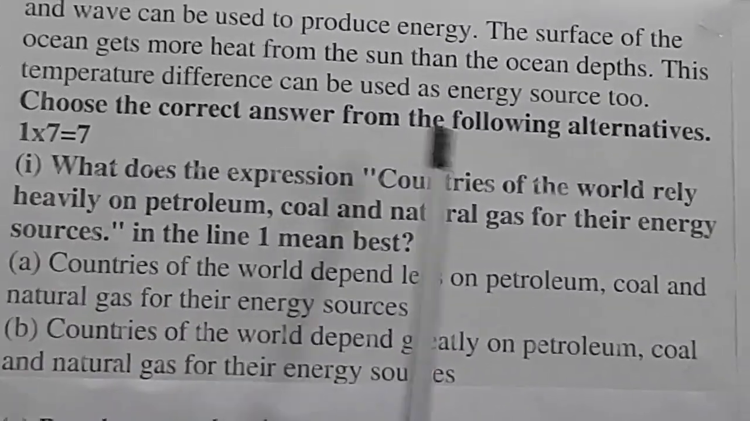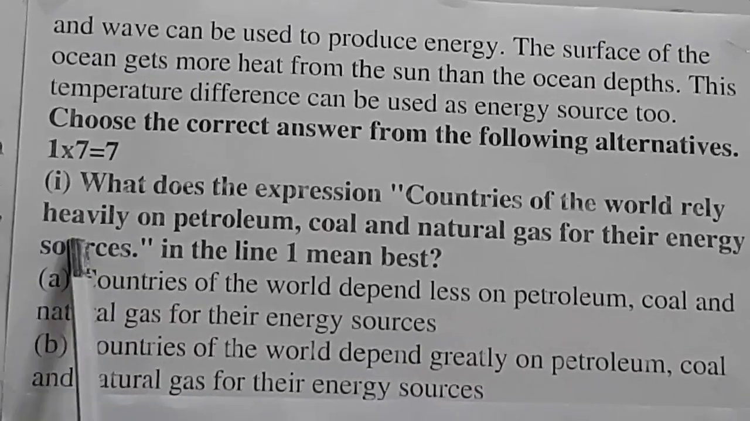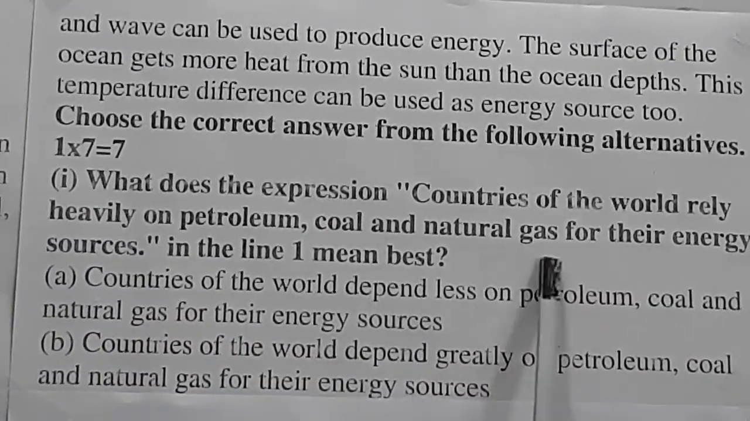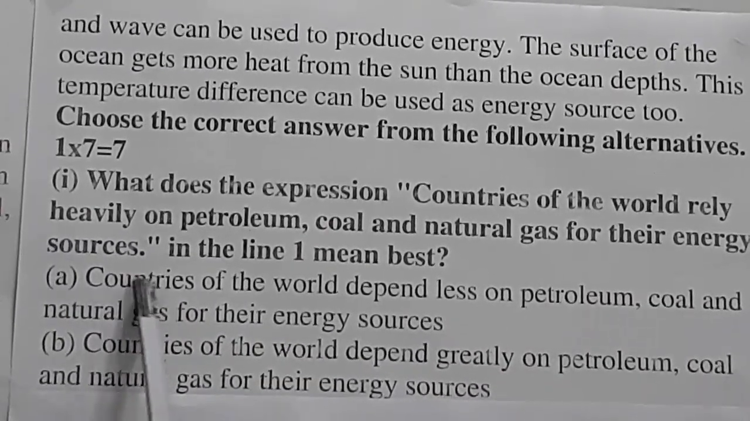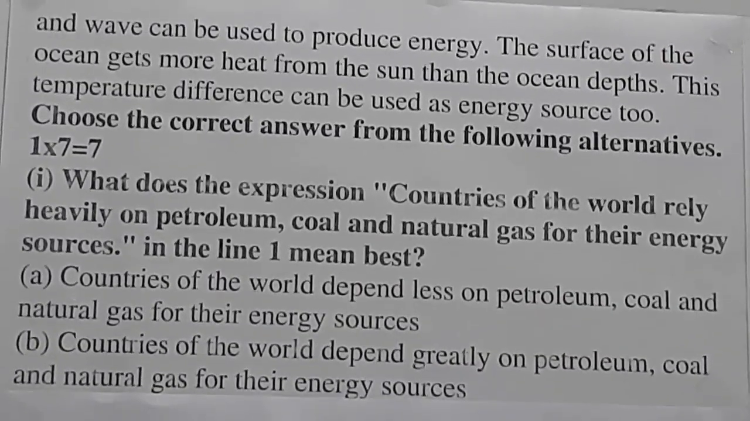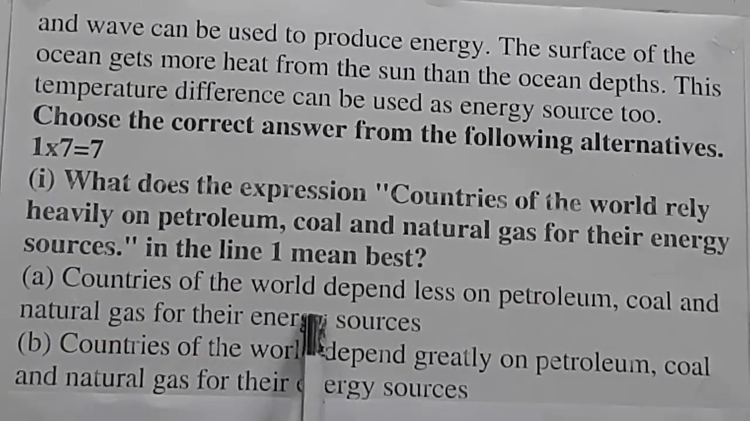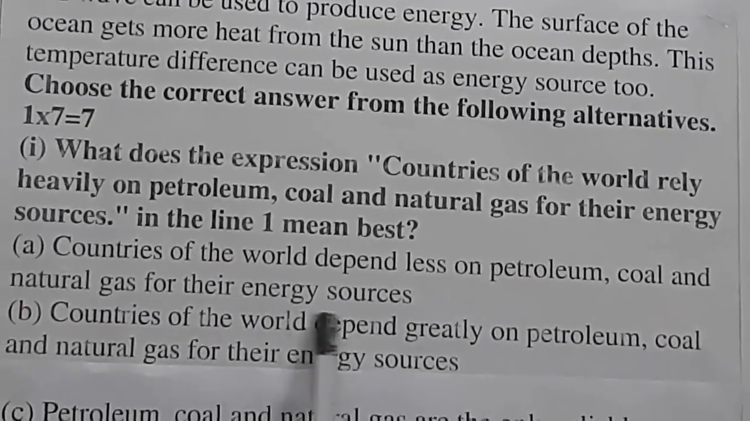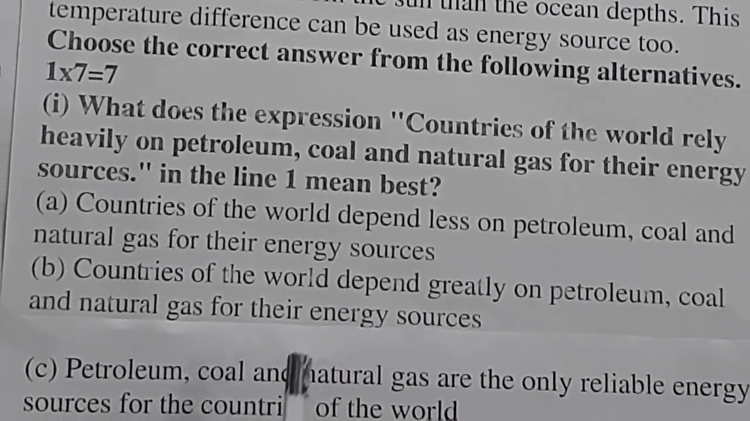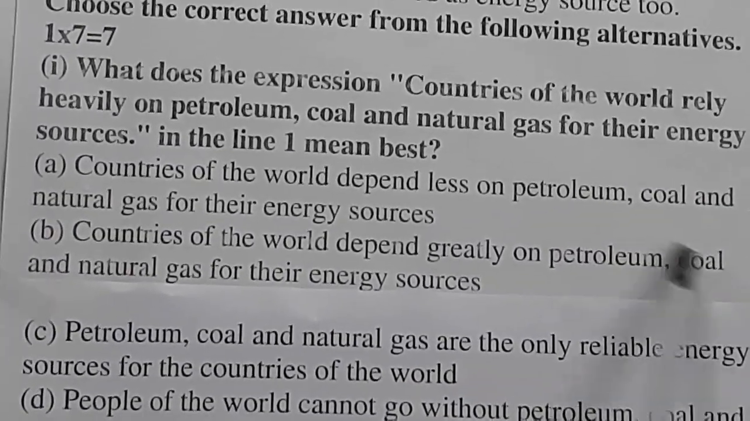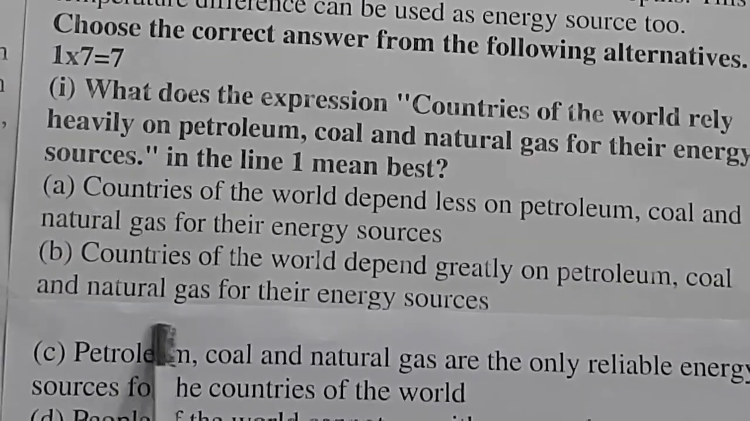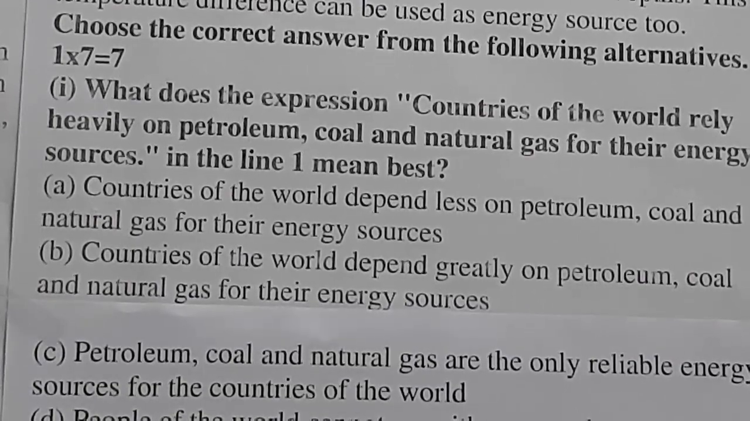What does the expression "countries of the world rely heavily on petroleum, coal and natural gas for their energy sources" in lines 1 and 2 mean best? A, a number of countries of the world depend less on petroleum, coal and natural gas for their energy source. B, countries of the world depend greatly on petroleum, coal and natural gas for their energy source.